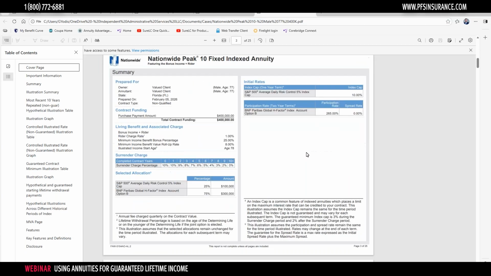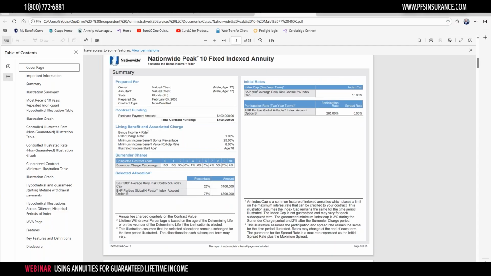Okay, so all right, here we go. We're just going to use a little bit different example. This is a male, age 77, so a little bit older. If they're putting 400,000 in, it could be a rollover from a 401k, it could be a rollover from a traditional IRA, or non-qualified. It takes both. So in this situation, they're putting in 400,000.